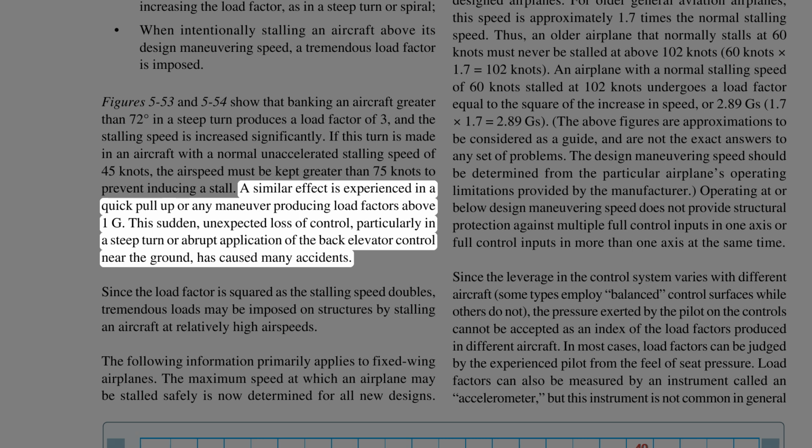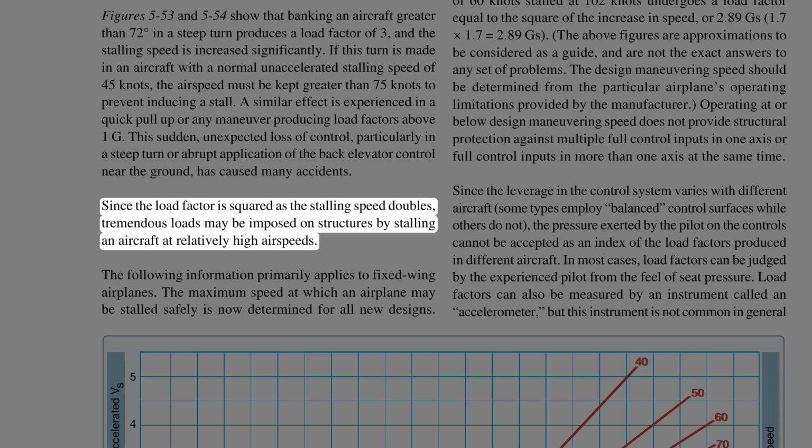A similar effect is experienced in a quick pull-up or any maneuver producing load factors above 1 g. This sudden, unexpected loss of control, particularly in a steep turn or abrupt application of the back elevator control near the ground, has caused many accidents. Since the load factor is squared as the stalling speed doubles, tremendous loads may be imposed on structures by stalling an aircraft at relatively high airspeeds.